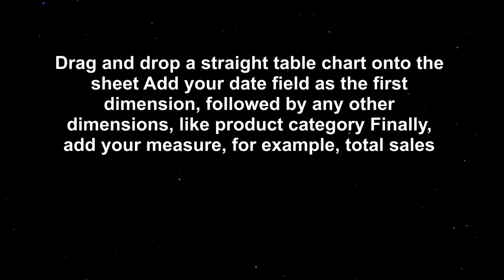Drag and drop a straight table chart onto the sheet. Add your date field as the first dimension, followed by any other dimensions like product category. Finally, add your measure, for example, total sales.